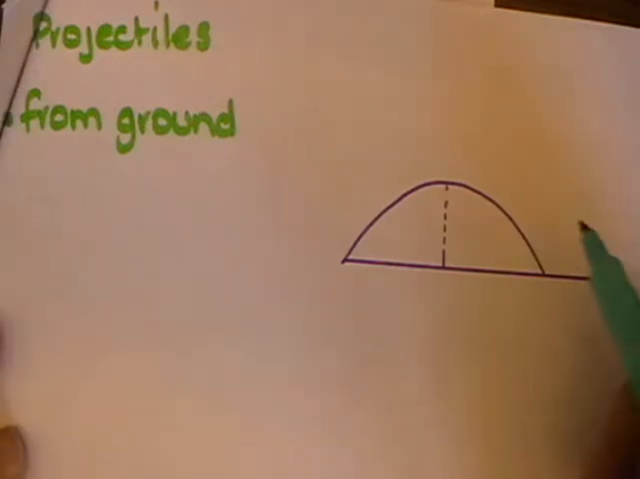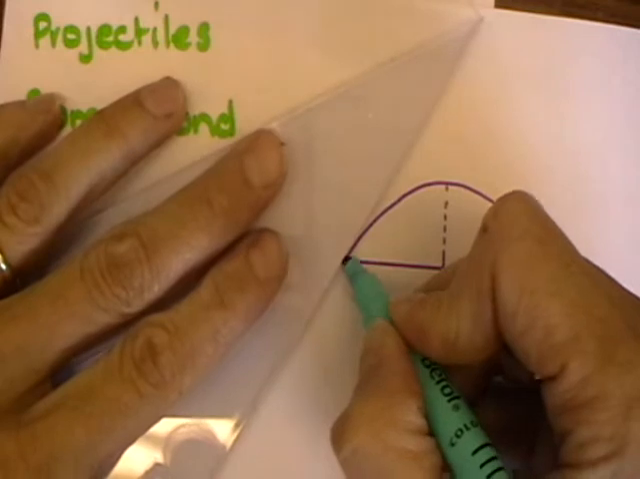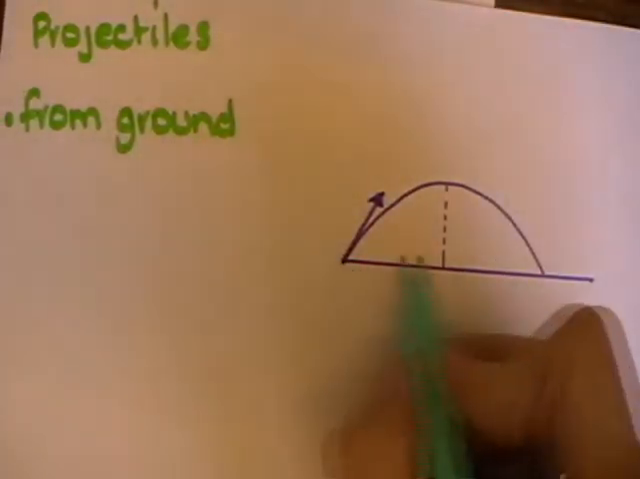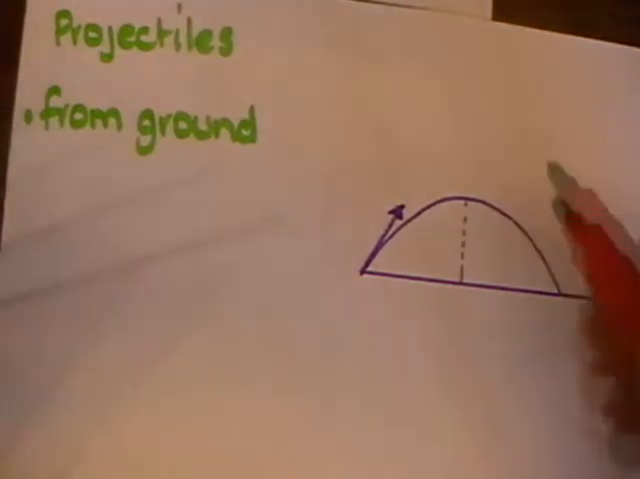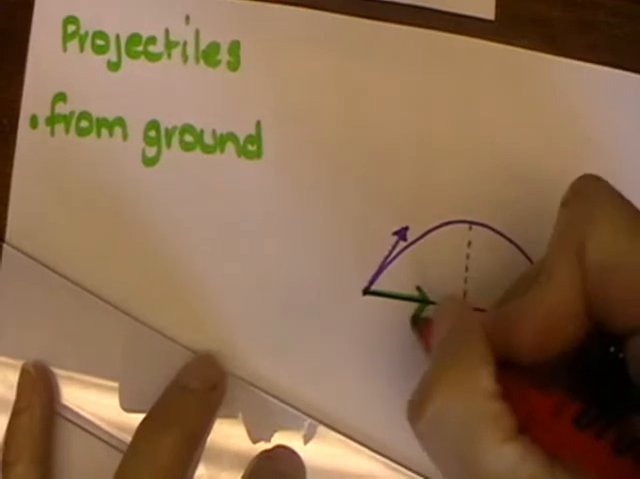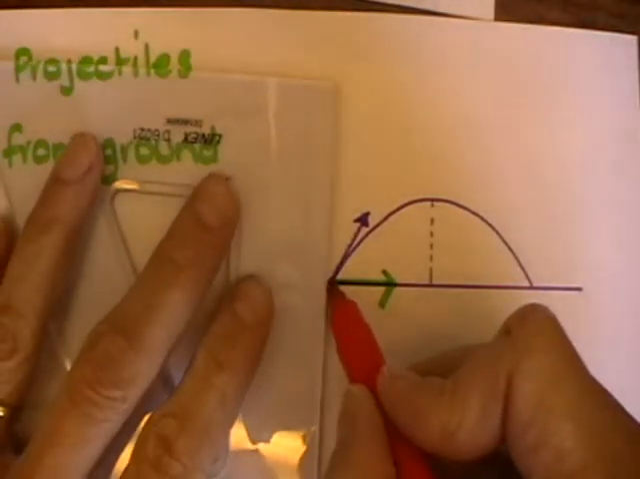Now, there are two parts to the motion, and what we do is we split. If you're told the velocity of the object initially, we split our motion up into horizontal components. I'm just going to draw those in green here. And that's your horizontal component. And then a vertical component, which I'll draw in red.